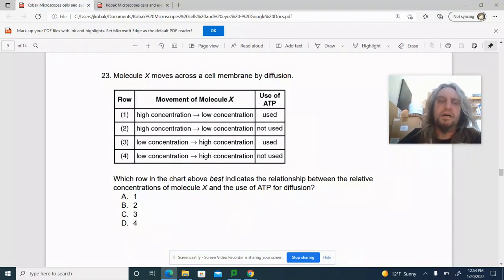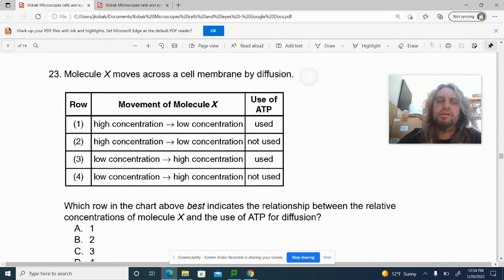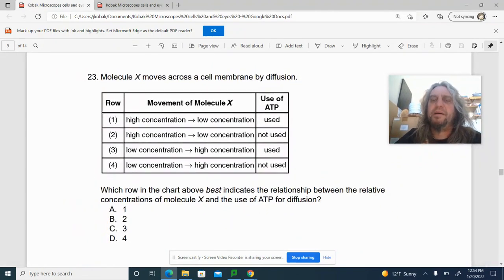Question number 23. Molecule X moves across the cell membrane by diffusion. We have a chart here with 3 columns and 4 rows. Which row in the chart above best indicates the relationship between the relative concentration of molecule X and the use of ATP for diffusion?